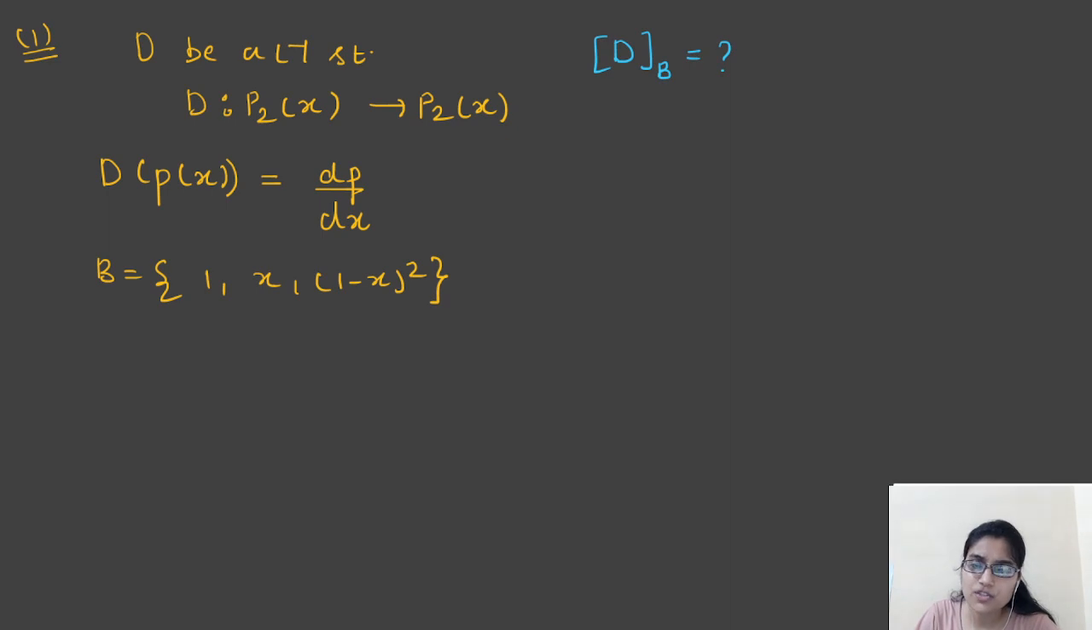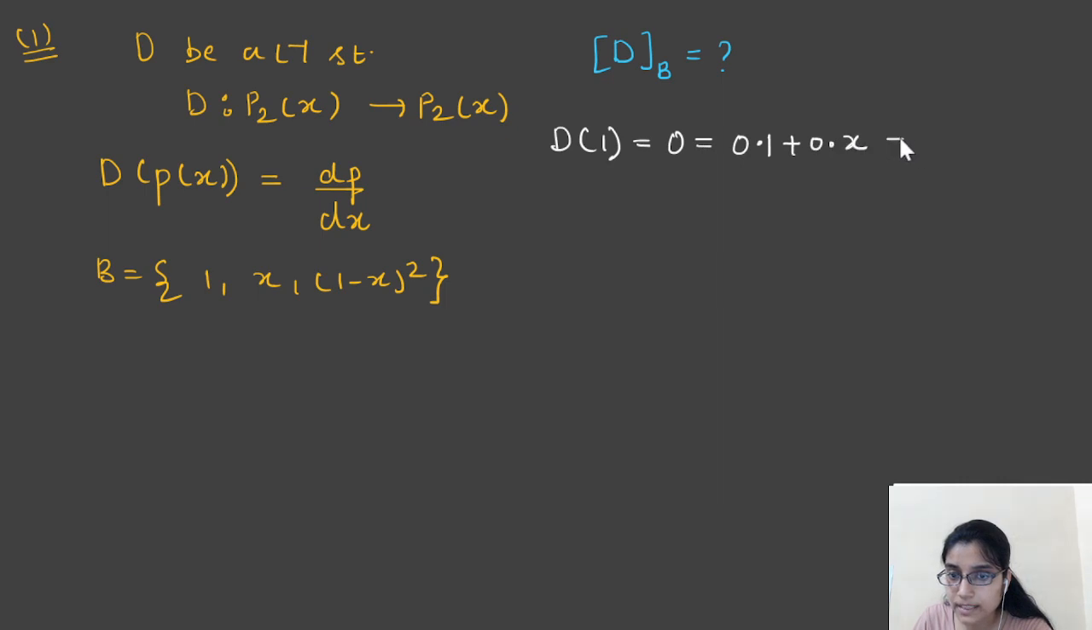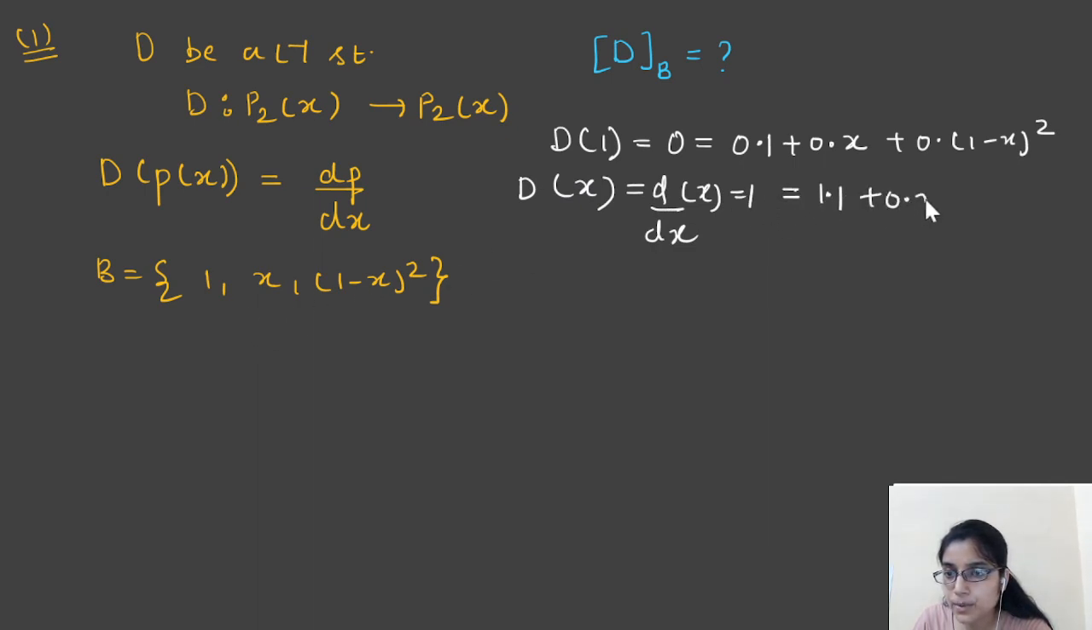Again, the process is very simple, and we just have to use the general method that we know, that you just need to find out the linear combination of the basis members. So if you evaluate D of 1, the derivative of 1 is 0, so obviously I can write it down as 0 into 1, 0 into x, and plus 0 into (1 - x)^2. If I evaluate D of x, it is the derivative of x, that is 1. So I can very easily write it down as 1 into 1 plus 0 into x and plus 0 into (1 - x)^2.